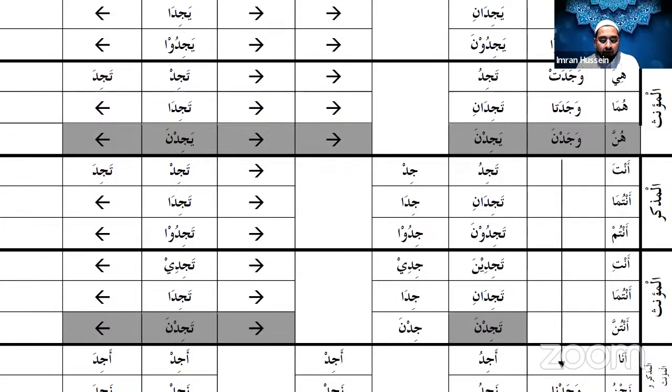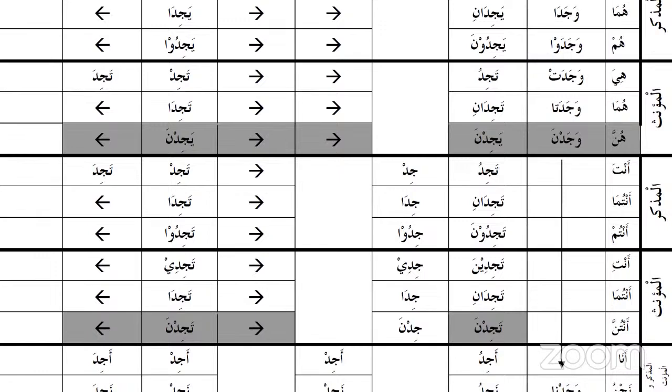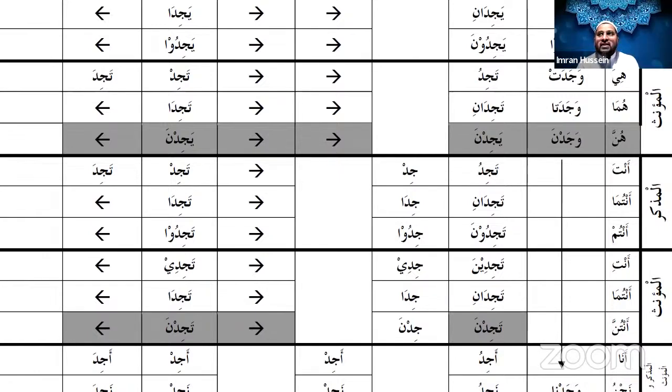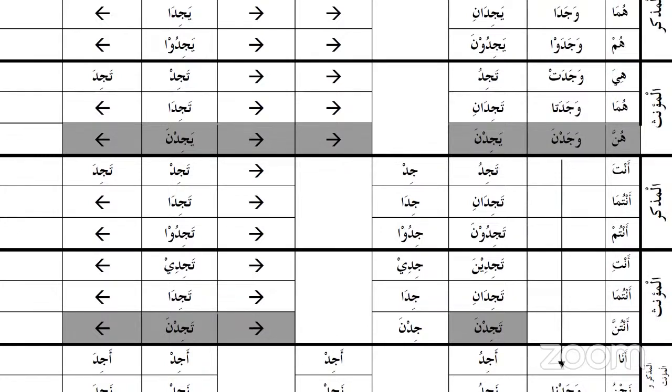Why? Because there is already a sign on it. Exactly. Already there is a kasra on the jim, so there's no need to bring hamzatul wasl. So the amr is jid. Ahsanti, bismillah. Jid, jida, jidu, jidi, jida, jidna.